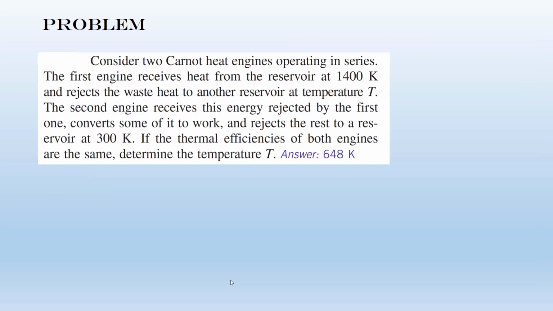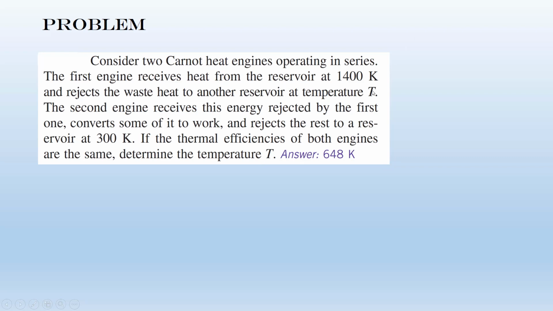Okay, and then this is my last problem for today. So we have two Carnot heat engines. They are reversible ones, and they work in series. The first one receives heat from the reservoir at 1400 Kelvin and rejects waste heat to another reservoir at T, and then the second one receives heat from this reservoir and rejects heat to the third reservoir at 300 Kelvin. You know that the thermal efficiencies of both heat engines are the same. Determine the temperature T. What is the temperature?